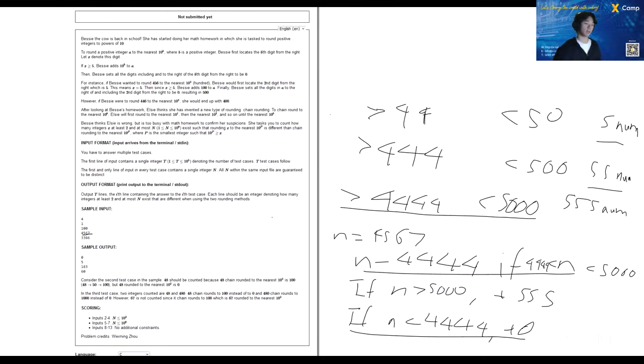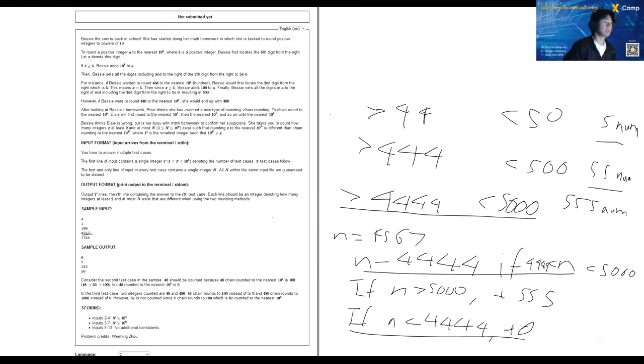Someone wrote, is an O of n solution needed? This solution is actually not O of n. This solution is actually O of log n pretty much. We see here there's only going to be 9 computations needed. O of n is not going to pass, because n is 10 to the ninth.